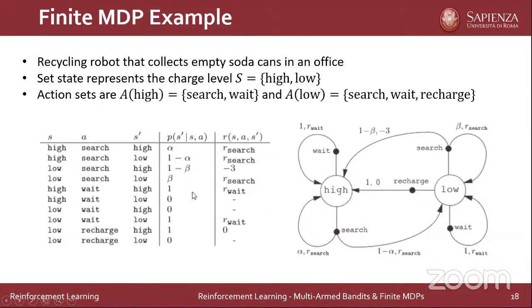So then there are some probabilities of transitioning from one state to another by taking some action, and there are some reward values that you can get from these transitions.